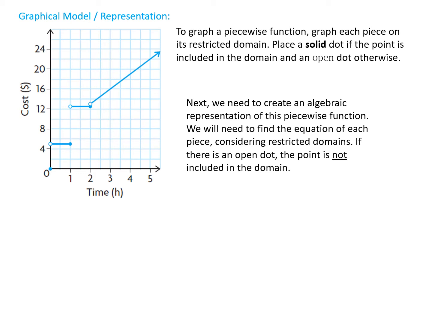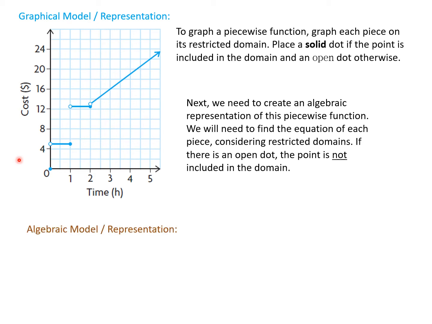Next, we need to create an algebraic representation. So we already came up with the graph. We got a table of values. The table of values brought us to this graph, but now we need an algebraic representation of the piecewise function. That means we need to find an equation for each piece considering restricted domains. If there's an open dot, the point is not included in the domain. So we have 3 pieces, 1, 2, 3. They each need their own equation.